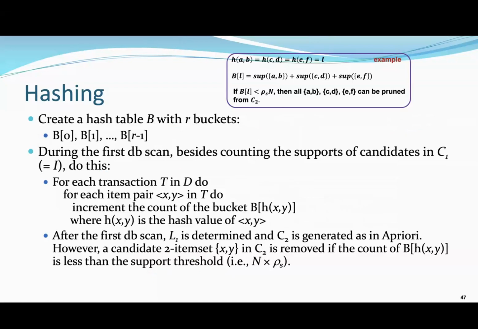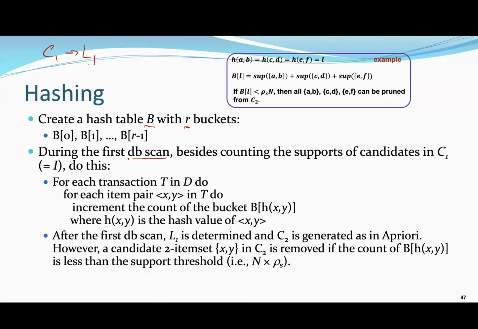So this is how the hashing approach works. We create a hash table, let me call it B, with a certain number of buckets, let's say R. These buckets are B0, B1, up to BR minus 1. Each one of these buckets is a count. Now, during the first iteration of the Apriori algorithm, we have to scan the database to obtain L1 from C1. We have to count the support of all the size-1 candidate item sets. So we do a little bit more in the first iteration. Hopefully, that will help us save a lot of effort in the second iteration.